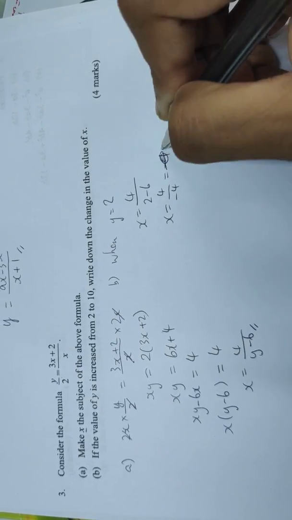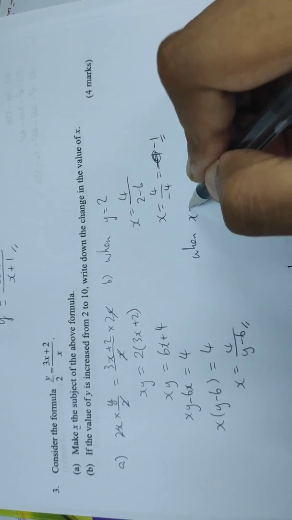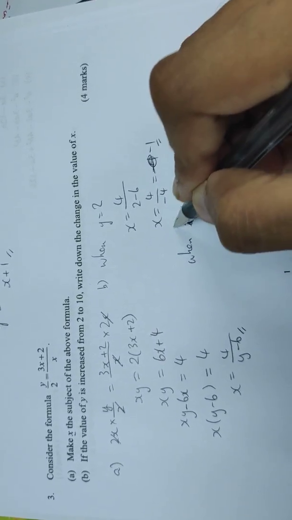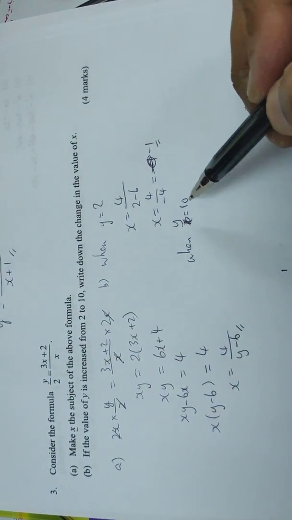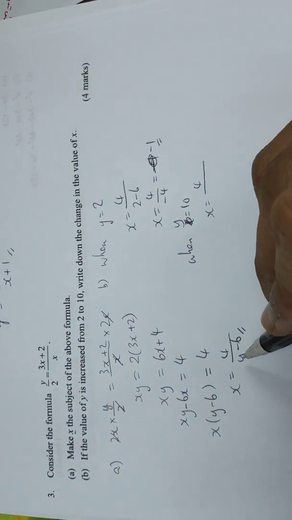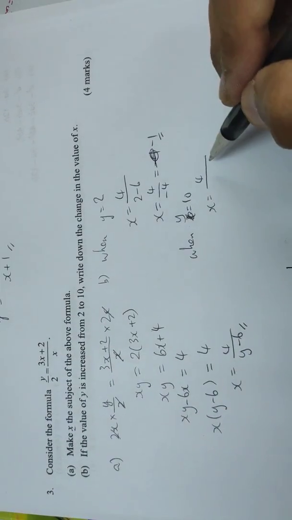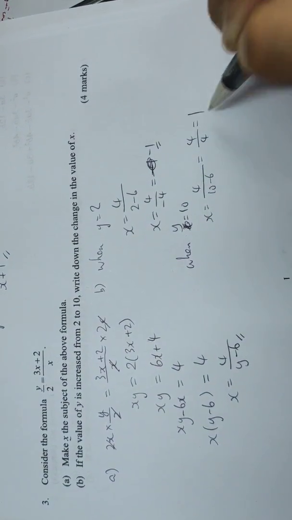And when y is 10, because y increased from 2 to 10, so from 2 it becomes 10. So instead of 2, we write down 10 there now. It's 4 over 4, which is 1.